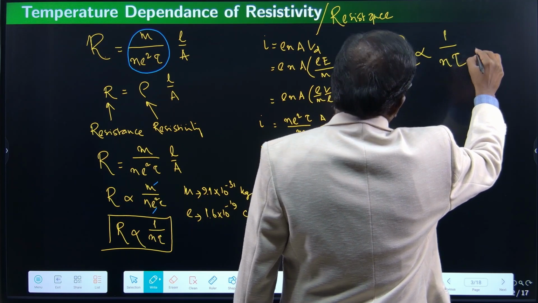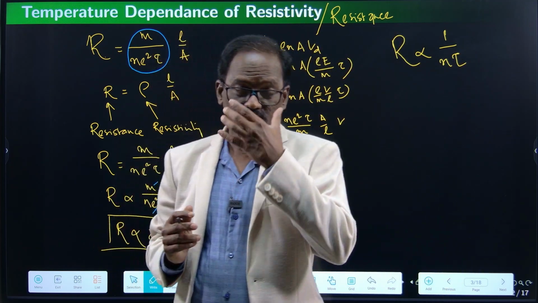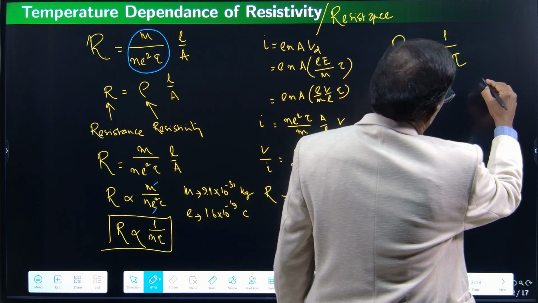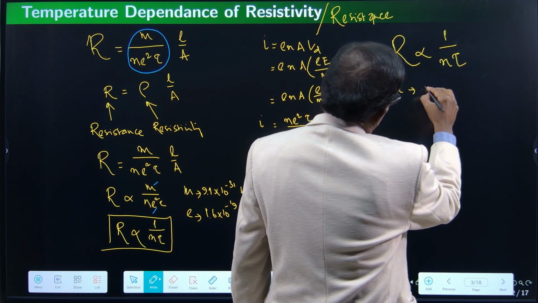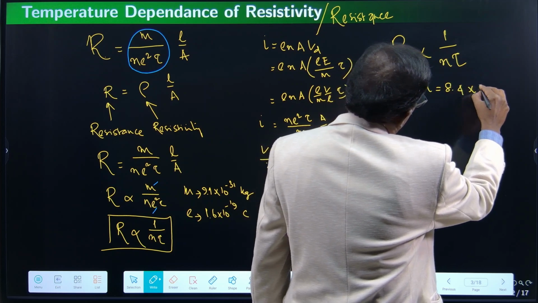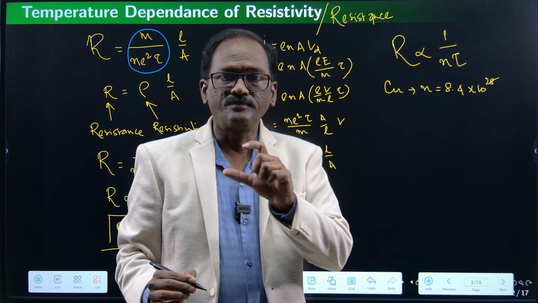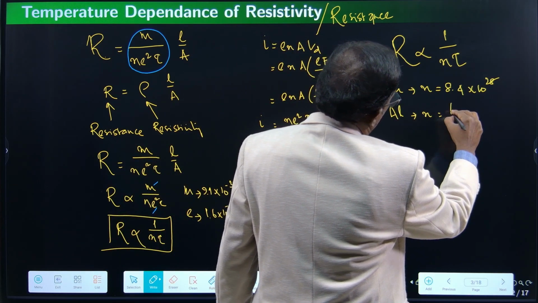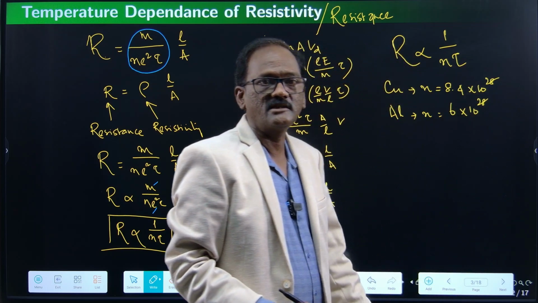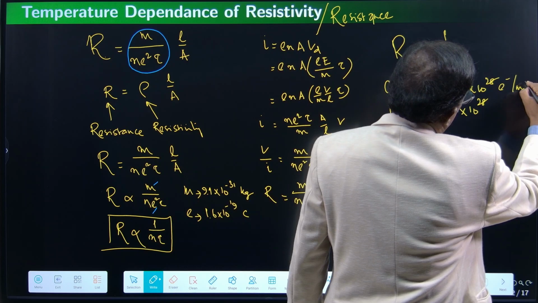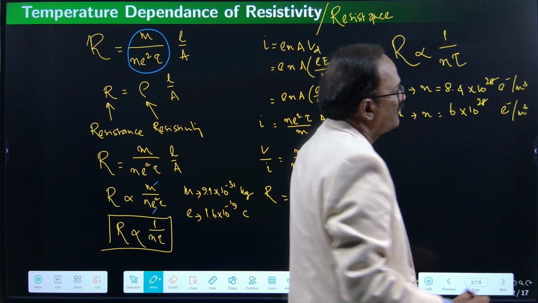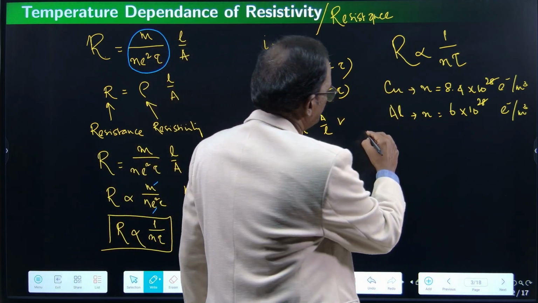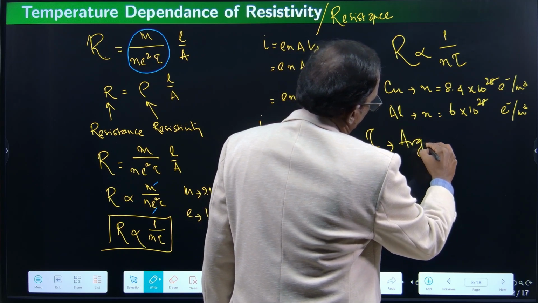R is proportional to 1 upon n into tau, because n is going to vary with the chosen material. Copper has a different value. For example, for copper, n is equal to 8.4 into 10 to the power of 28 electrons per unit volume, that is per meter cube. For aluminium, the value is 6 into 10 to the power of 28 free electrons per meter cube. So material to material, n is going to vary. Tau is the average relaxation time.